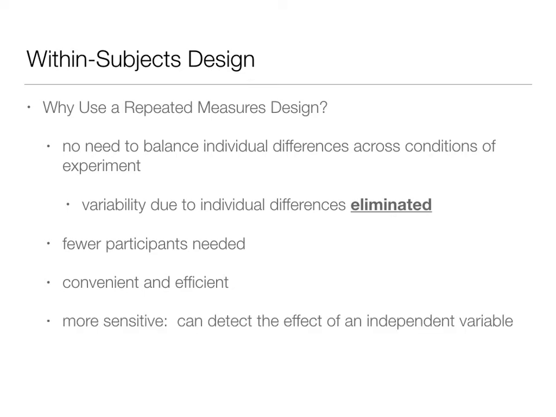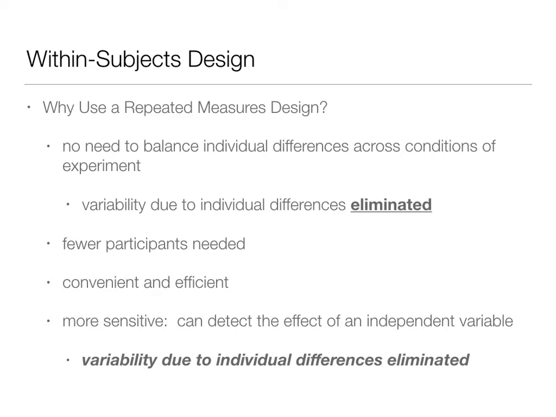It also is more sensitive, and the sensitivity is to detect the effect of an independent variable when it's there. So if the independent variable is causing change, a sensitive experiment will be able to find that. It'll be able to say, yeah, it caused change. And so this is a benefit. The reason why it is more sensitive is because the variability due to individual differences has been eliminated. It's not there. It's never been there.